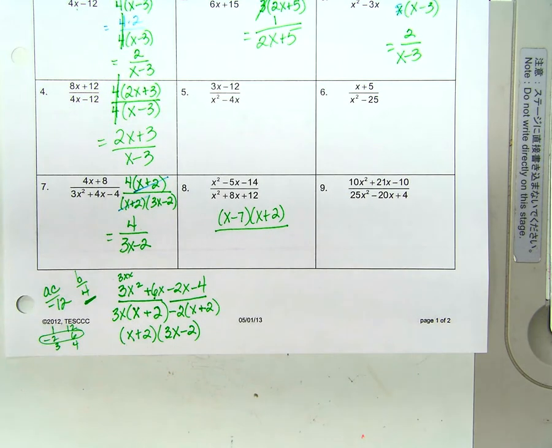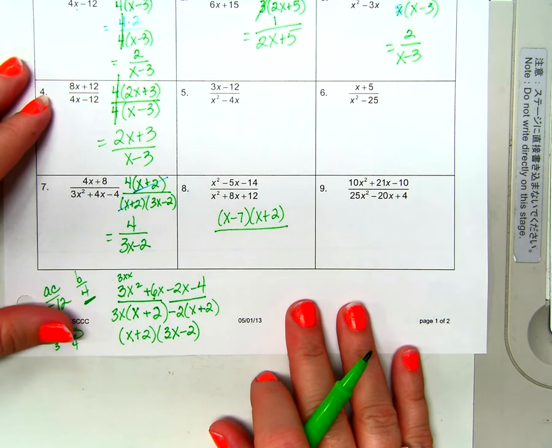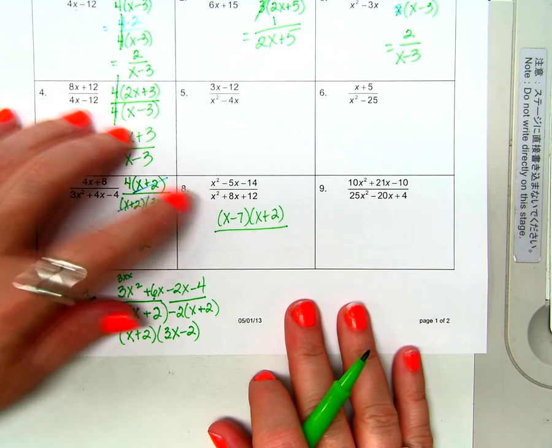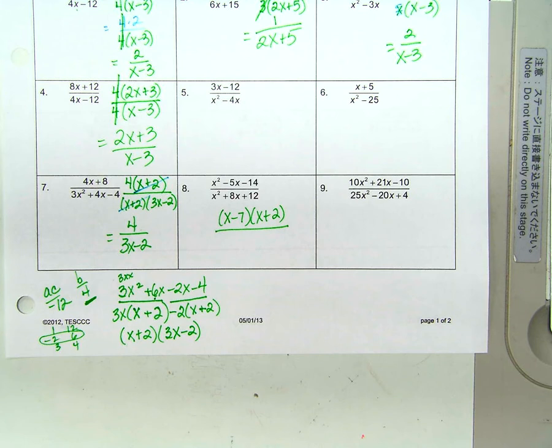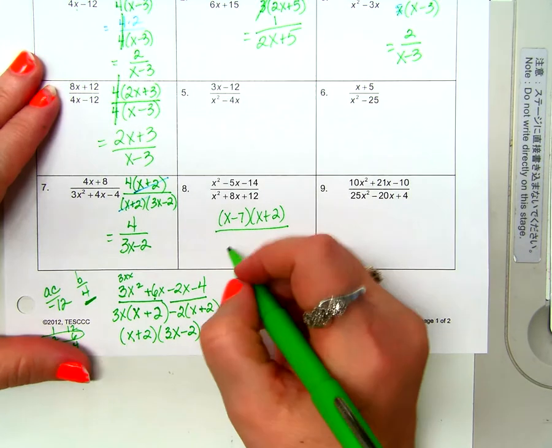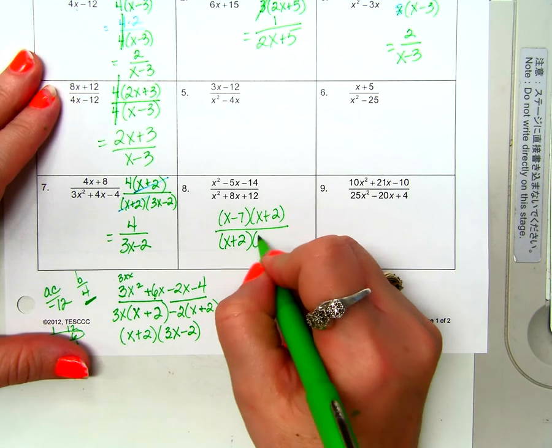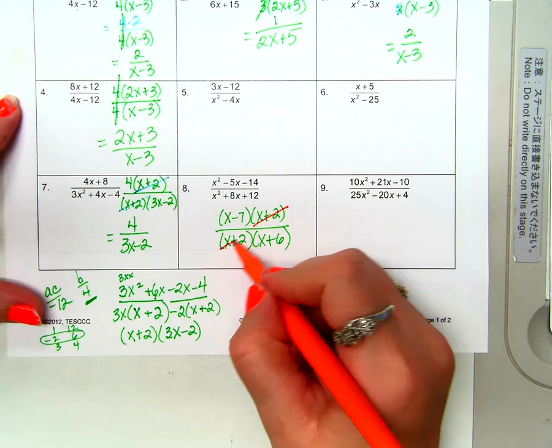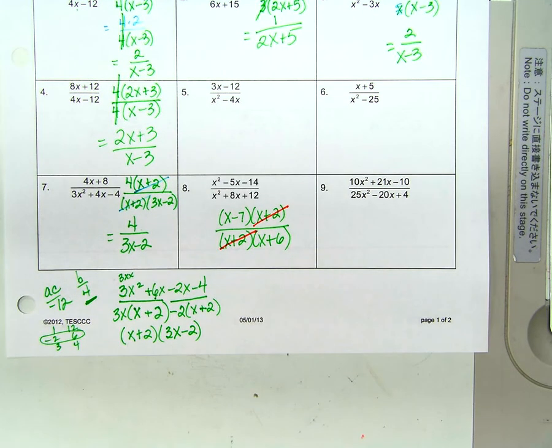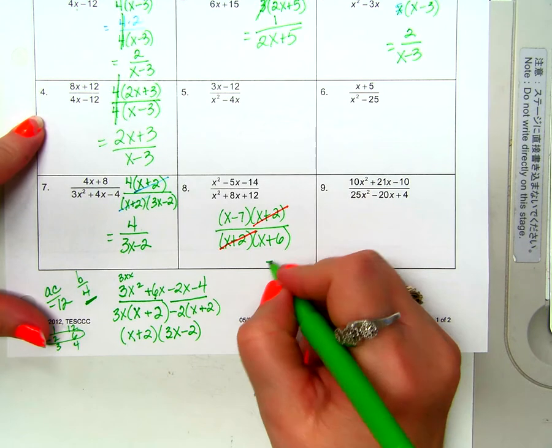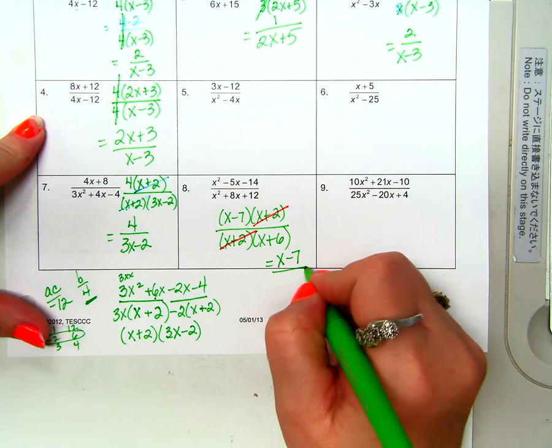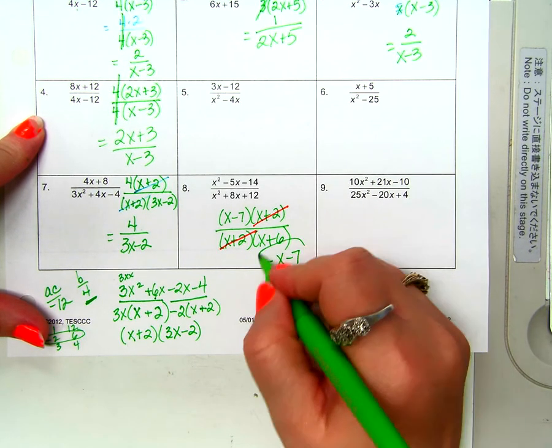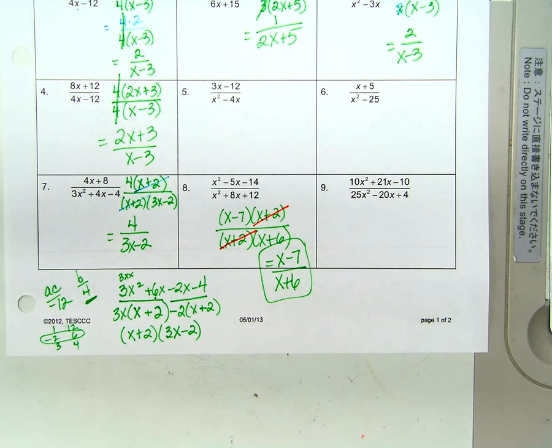What about the denominator? Can I do my shortcut on the denominator? Yes, because that is a 1, right? What multiplies to be 12 and adds to be 8? X plus 2, x plus 6. What can be done, if anything? X plus 2 and x plus 2. The whole term. So what's left? X minus 7 over x plus 6. That's it?